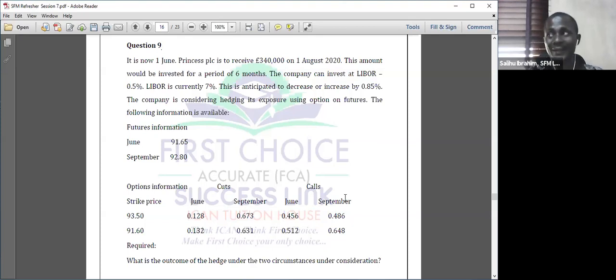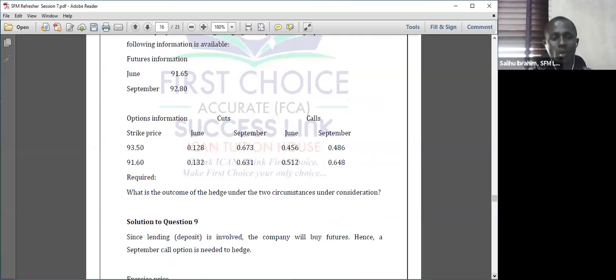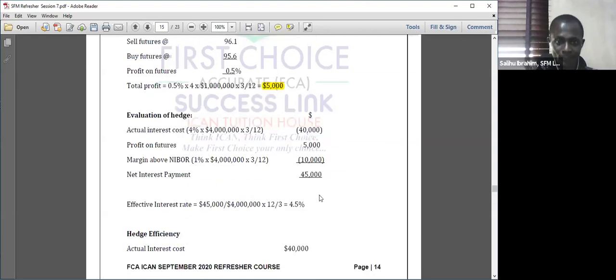So let us take question number 9. What is the requirement of question 9? What is the outcome of the hedge under the two circumstances under consideration? Now, let us go and look at the question and see. That's question 9.